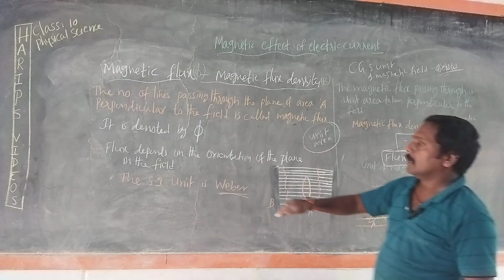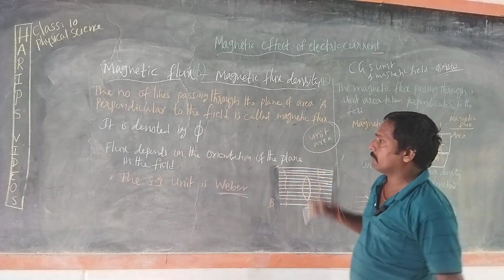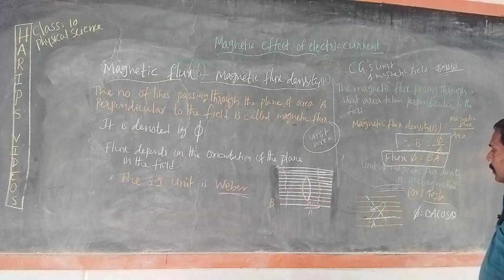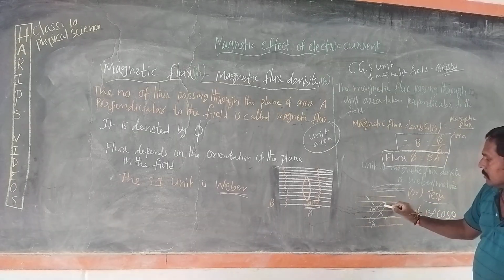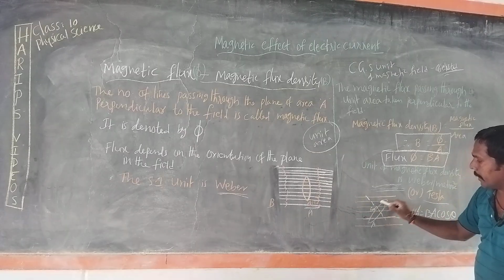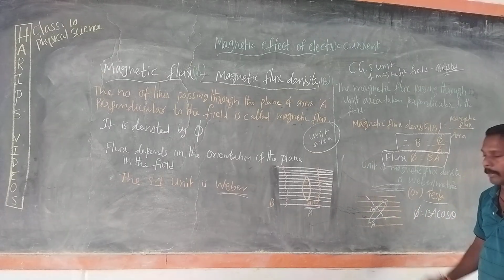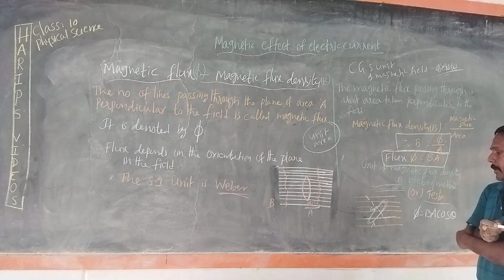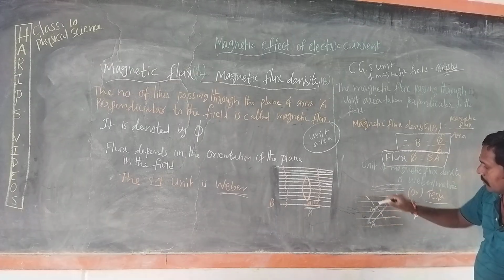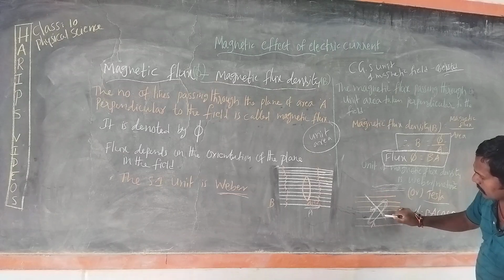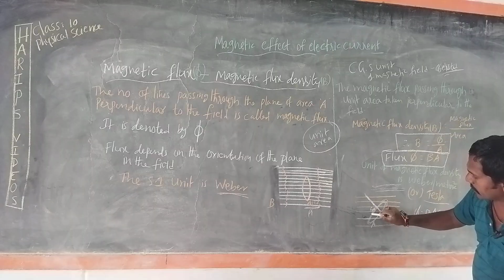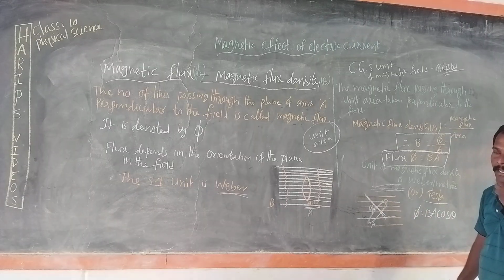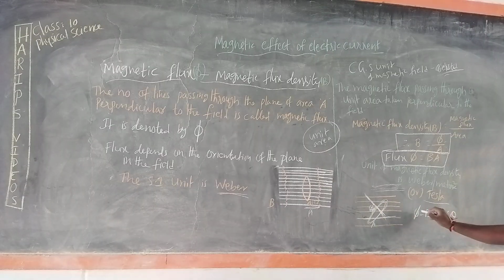As we discussed, flux depends on the orientation of the plane. Here, the magnetic flux is the number of magnetic field lines. If the area is not perpendicular to the magnetic field, then there is some angle between the field and the area, which is taken as theta. In this case, we have to use the formula phi is equal to BA cos theta.